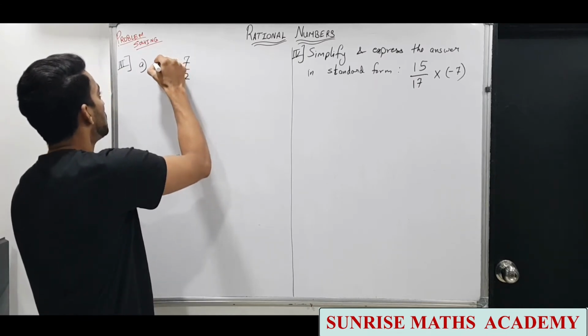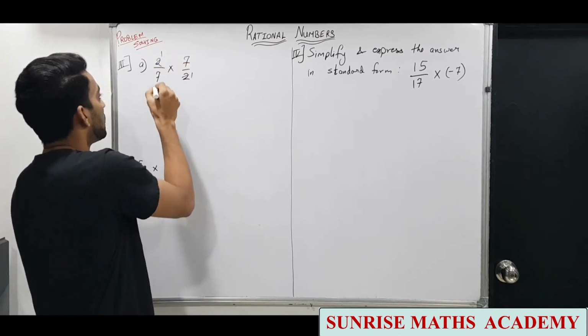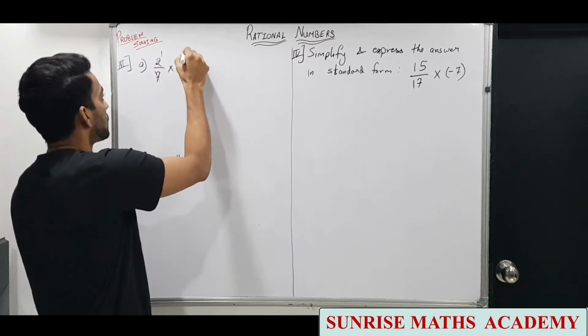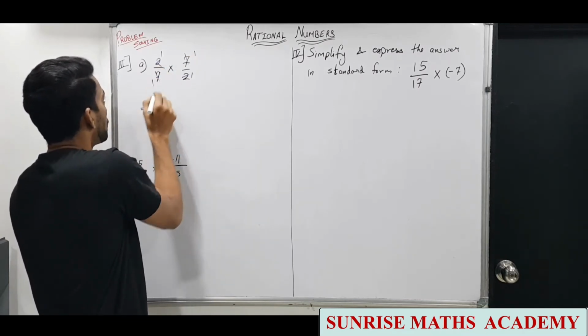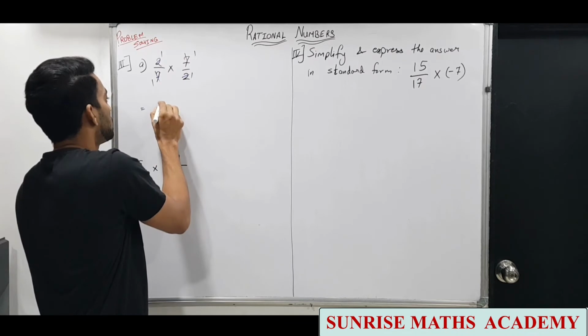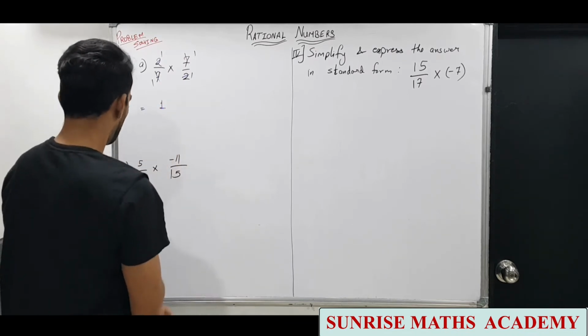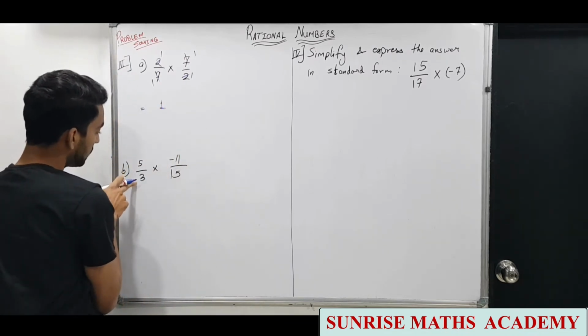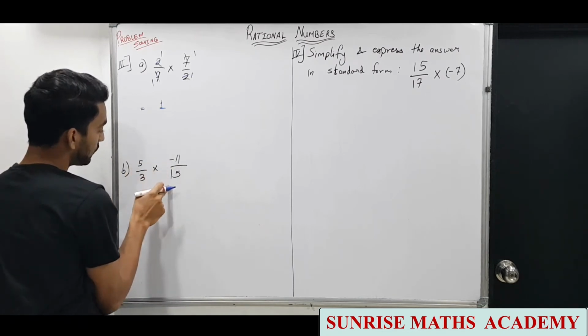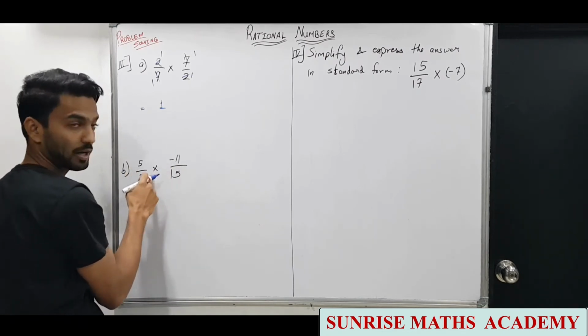So that can be cancelled, 2 ones and 2 ones. The same is done with the 7 ones and 7 ones. So we get 1 into 1, 1 into 1, that is 1. Here 5 upon 3 minus 11 into minus 11 upon 15, ये multiply कर रहे हैं हम लोग यहाँ पे भी.